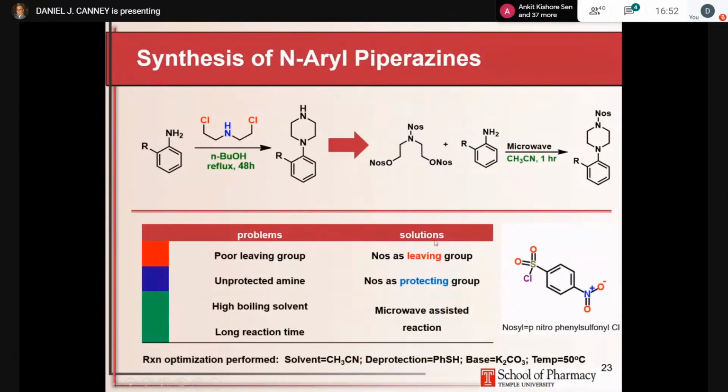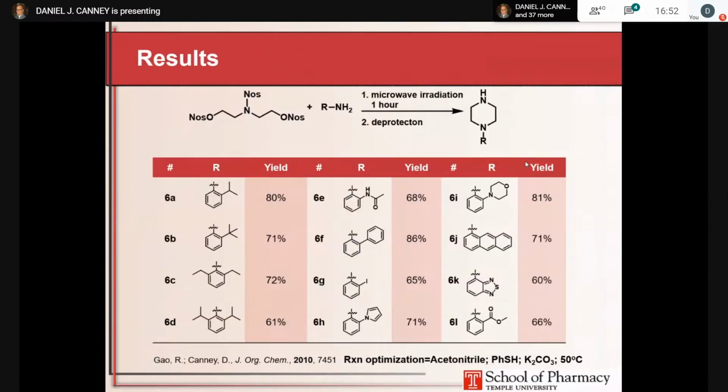So that covered all the protecting groups. He used microwave assisted chemistry to decrease the reaction time, and he used acetonitrile as solvent. And the reaction went extremely well. It was very productive. You can see here that Rong was able to make a variety of ortho-substituted compounds.